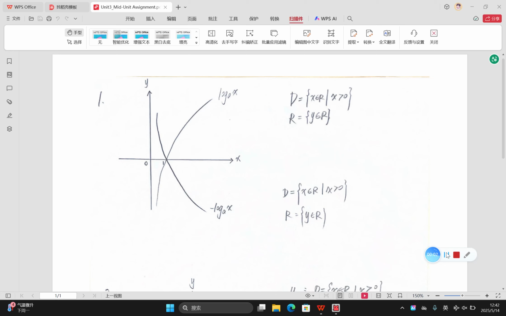Question 1. Vertical reflection of a logarithmic function. How to tackle it? Firstly, understand vertical reflection. A vertical reflection over the x-axis involves multiplying the function by -1. For example, the function f(x) equals log base b of x becomes negative log base b of x.